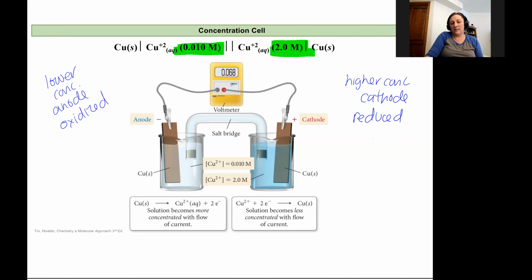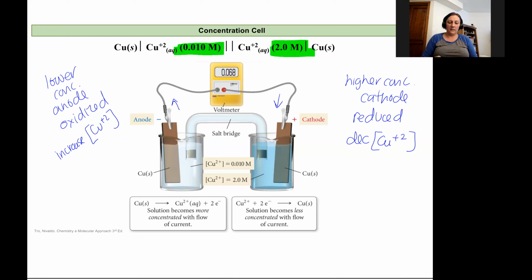We'll see a decrease in our copper plus 2 concentration at our cathode and an increase in our copper plus 2 concentration at our anode. And so the electrons will flow from the anode to the cathode, and we'll see that these copper ions in solution over here are going to increase as these atoms from the copper become copper plus 2. And the copper plus 2 ions in solution at the cathode are going to become copper atoms in their elemental state on their cathode. And for this particular one, we'll see a potential difference of 0.068.